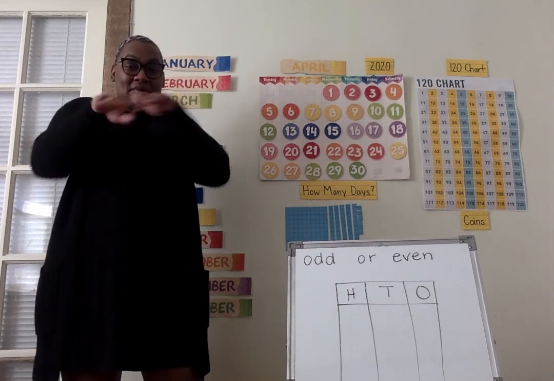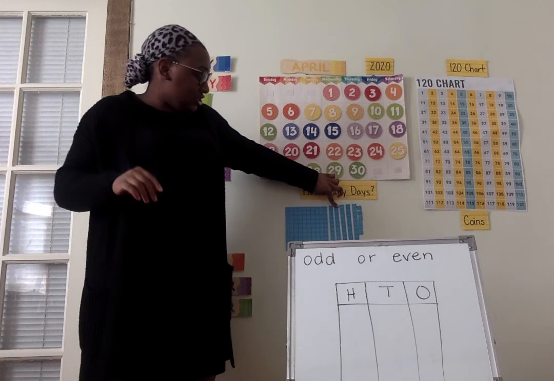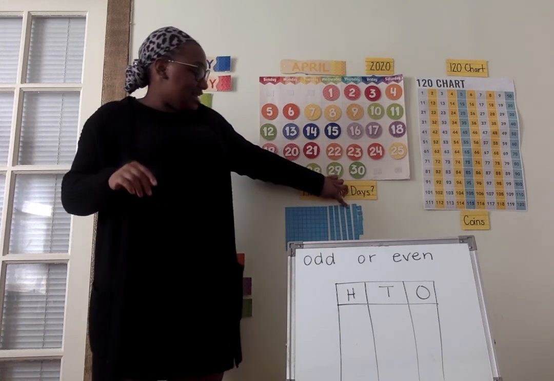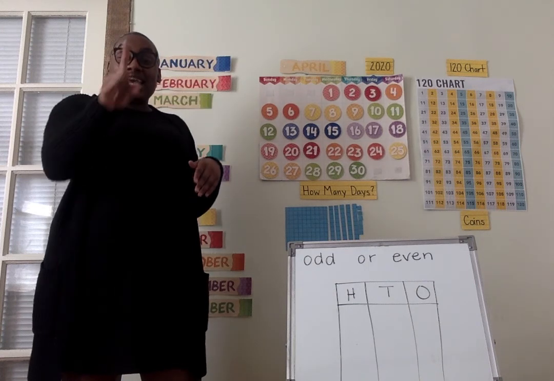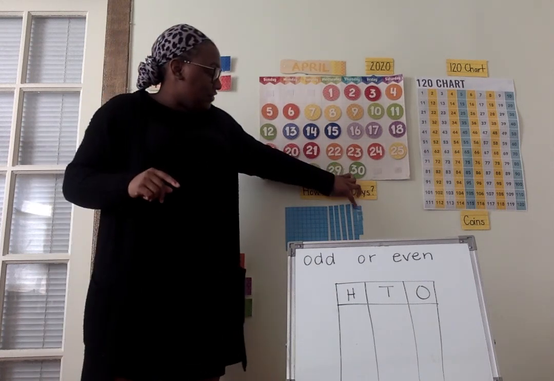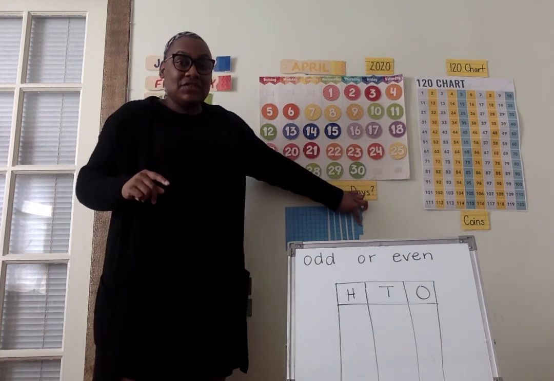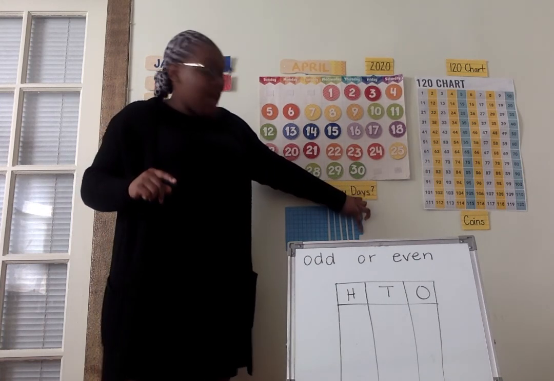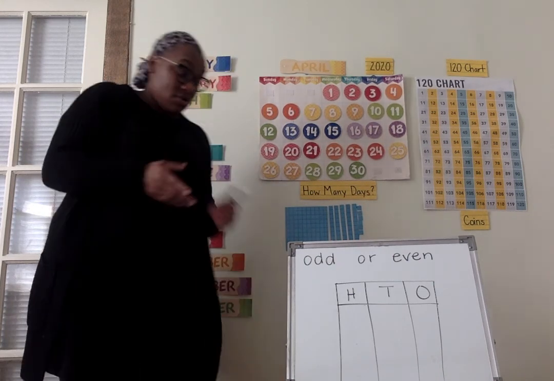100, stop, switch, count by 10s. 110, 120, 130, 140, 150. Stop, switch, count by ones. 151, 152, 153, 154, 155, 156. Wow.